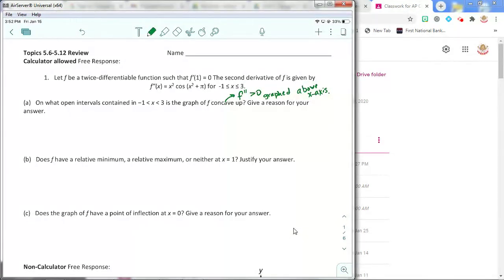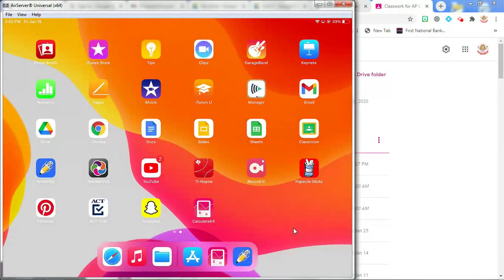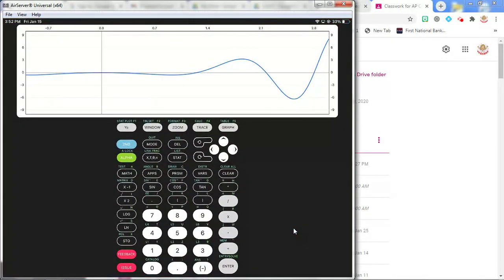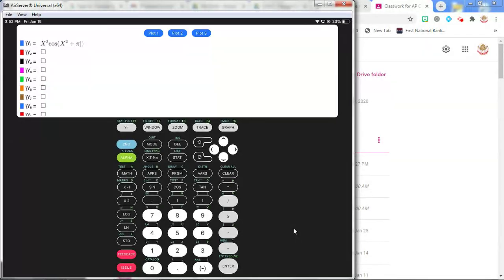Now, I'm not using the exact calculator you guys are using, but it is pretty similar to it. And I already have this typed in. So we just go to y equals and type in the function. And then we only want this graph for x's between -1 and 3, so that's what I made my window. All right, pause the video if you need more time to do those two things.